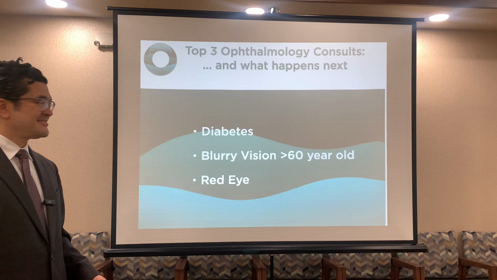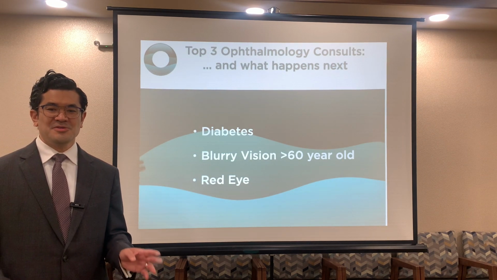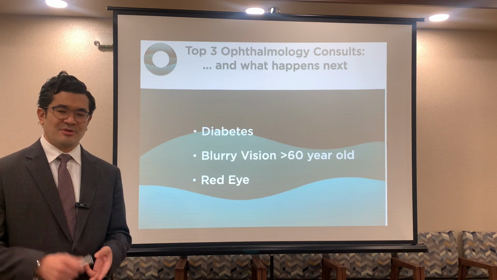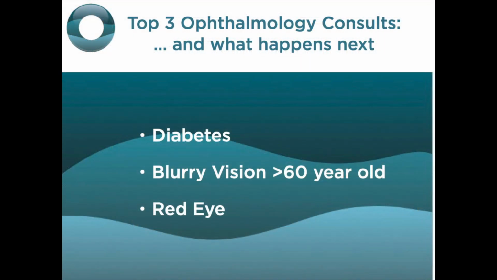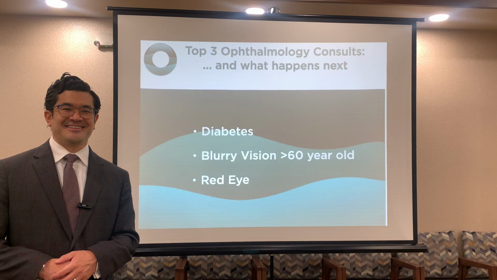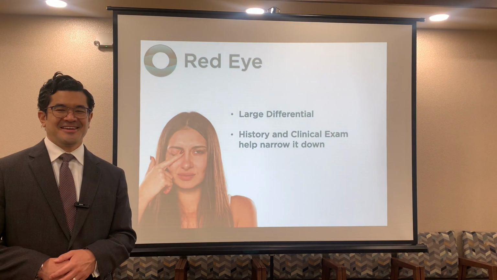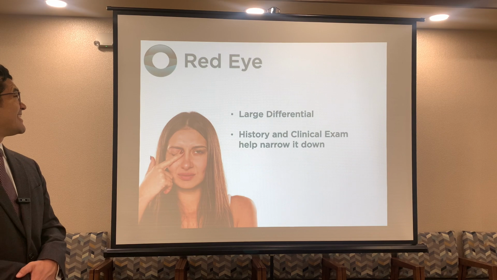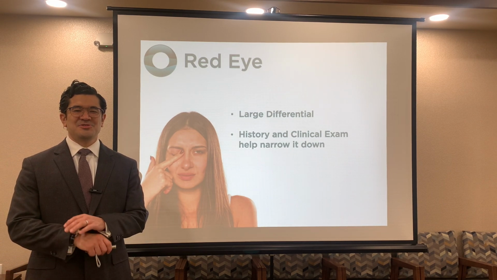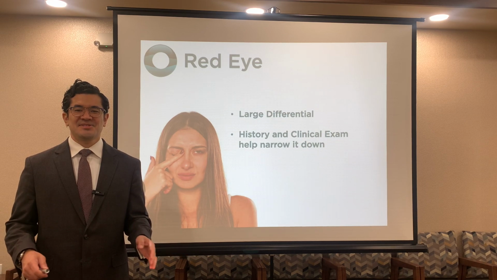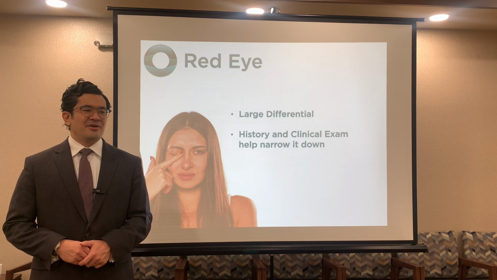So, now that we covered kind of a broad overview of those two, diabetes and blurred vision over 60, we'll go over the bigger topic, which is the bulk of this lecture, and that's red eye. So, there's books written about red eye. There's so many diseases that can do it. How do you organize it?